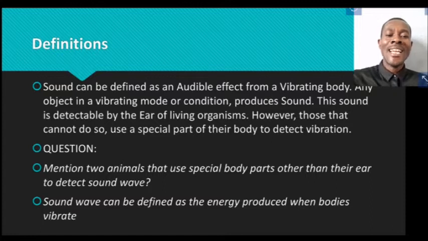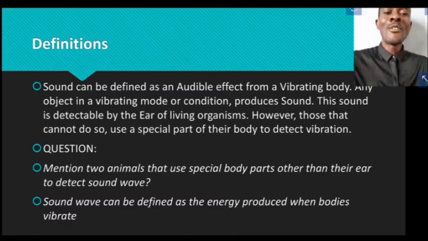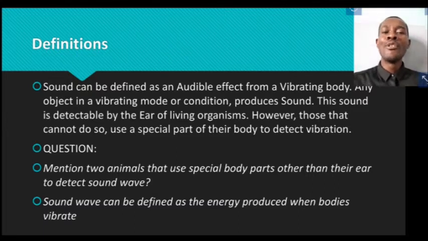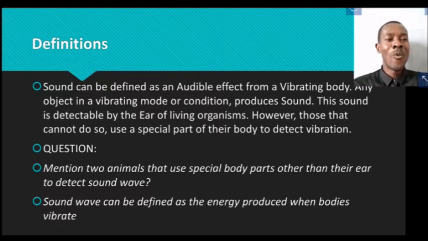Let's go on. Sound wave can be defined as the energy produced when bodies vibrate. So, at the instance of the vibration of a body, sound wave is produced. And so that's the definition of sound wave. The energy that comes out from the vibration of a body is the sound wave.